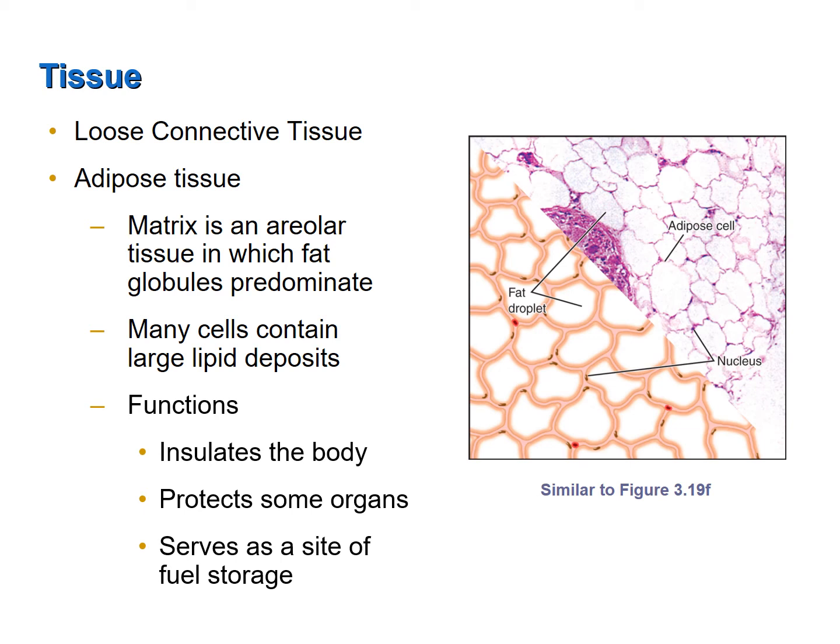Fat cells contain so much fat in the cytoplasm that it literally pushes the nucleus to one side or one end of the cell. And sometimes they look like little rings, so sometimes adipocytes, fat cells, are referred to as signet ring cells.